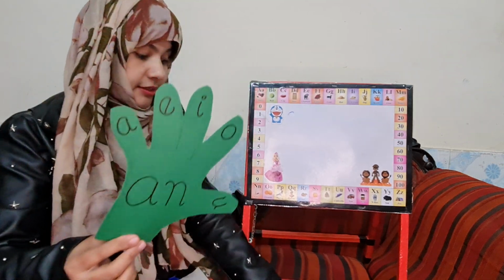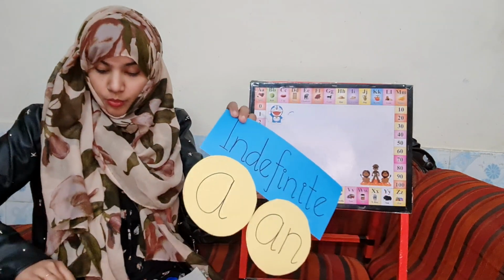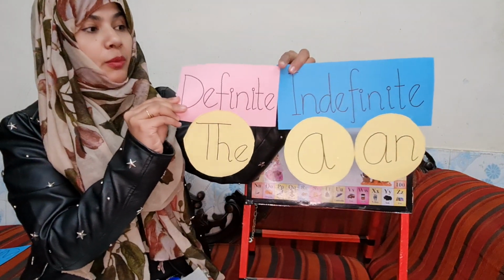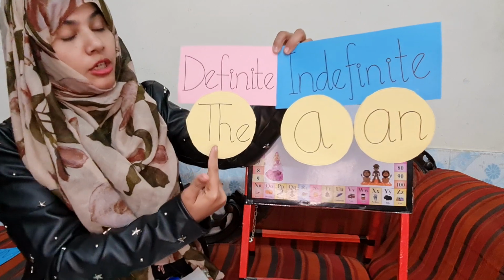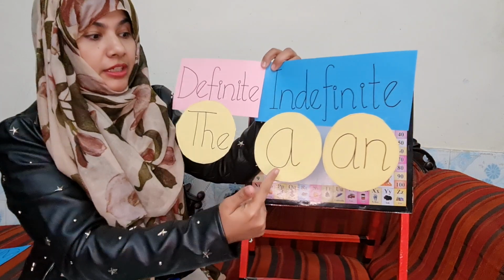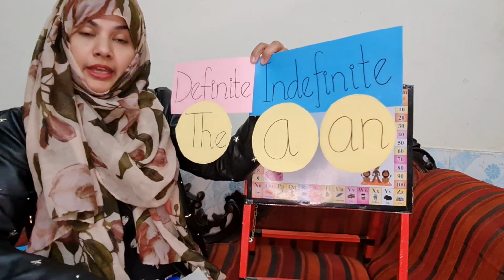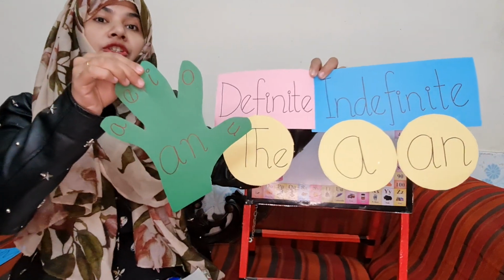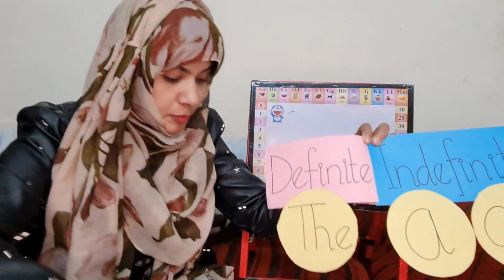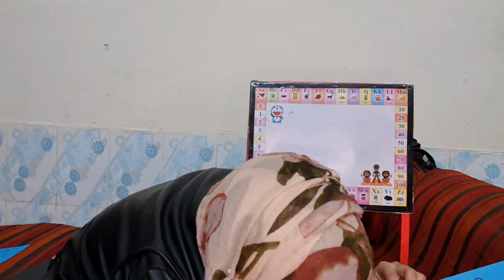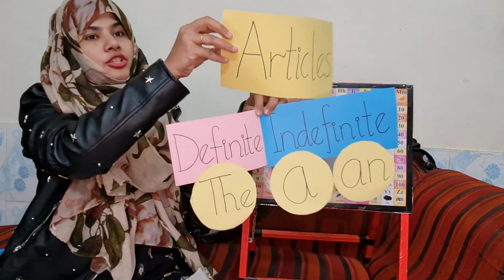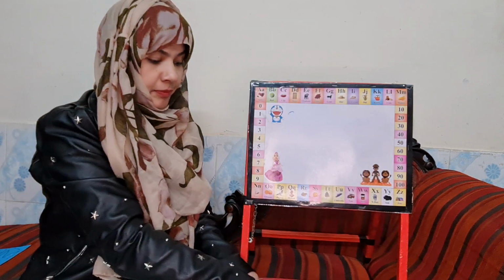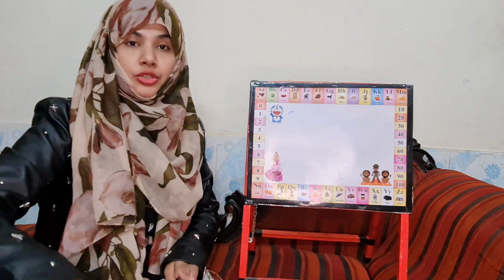Okay, there are two kinds of articles. One is called definite and the other is called indefinite articles. In the definite article we use the, and in indefinite articles a, an. And an is used with A, E, I, O, U, but we need to pay attention to the spelling. What are they called? They are called articles. Got it, students? This is today's lesson.